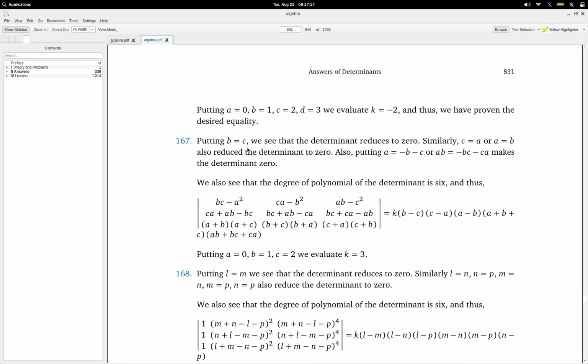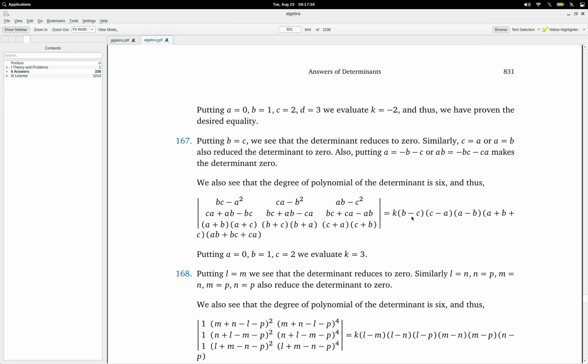So by putting b is equal to c, we see that the determinant reduces to 0. Similarly, c is equal to a or a is equal to b also reduces the determinant to 0. Also putting a is equal to minus b minus c, or ab is equal to minus bc minus ca, makes the determinant 0.